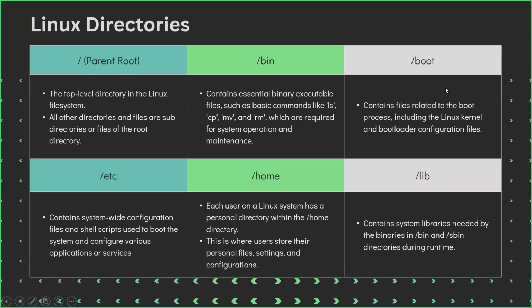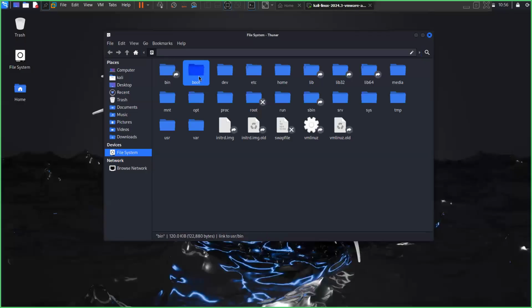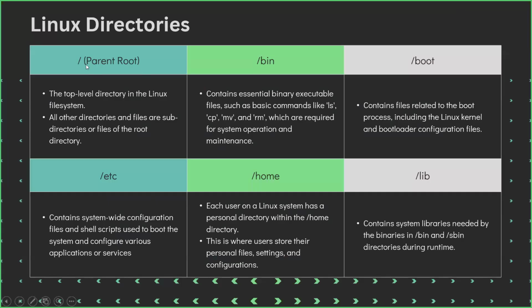Bin, boot, dev, etc, home, lib. Okay. So each of these has its own purpose. And we're going to talk about some of the most important ones today. So what does each of these directories represent? What kind of data is stored in each of them? We'll talk about that now. But first, as mentioned, the top level directory is called the parent root, and all the other directories and files are a part of this main parent root itself.